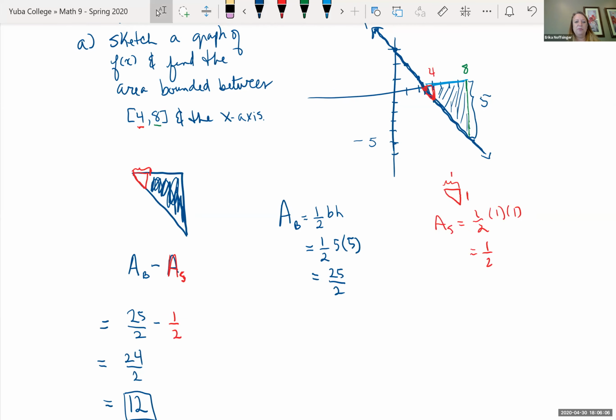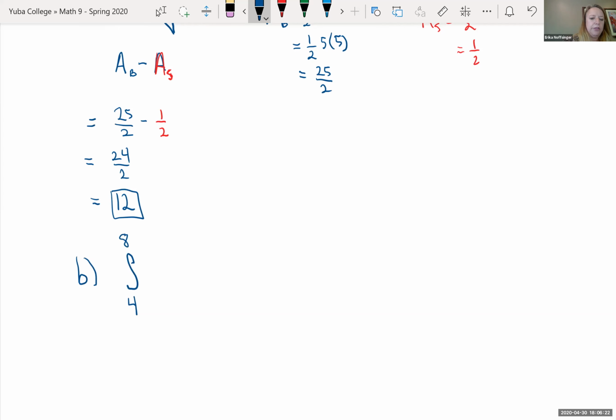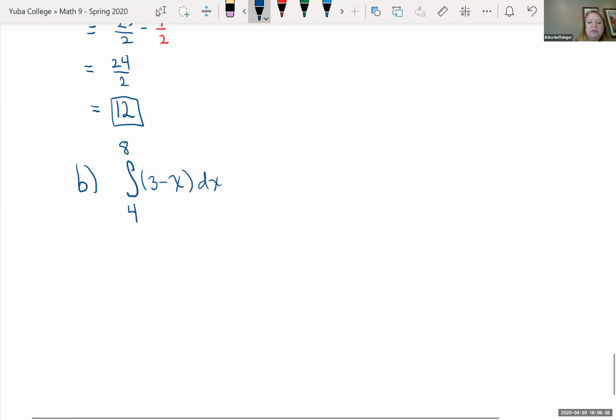So let's do the same thing, but now let's evaluate the integral. So now we want to look at the integral. Lower bound was 4, upper bound was 8 of our function 3 minus x dx. Okay, so looking at this, we're going to take the antiderivative of 3 and the antiderivative of -x. So the antiderivative of 3 gives you back 3x minus the antiderivative of x.